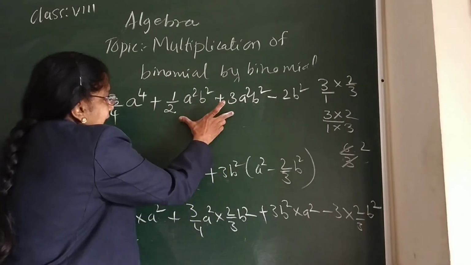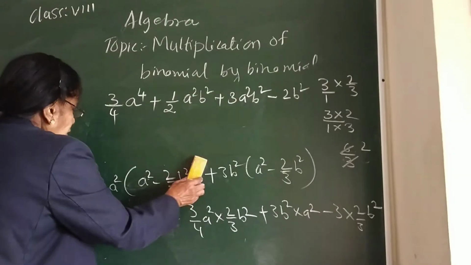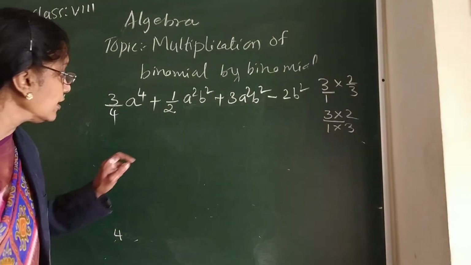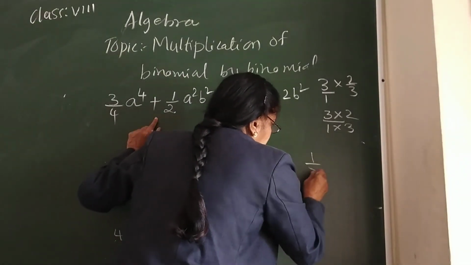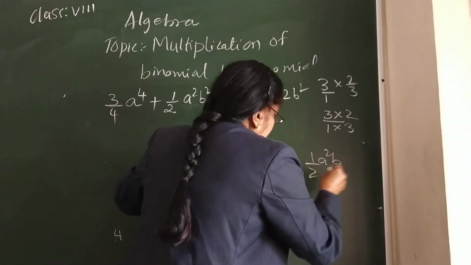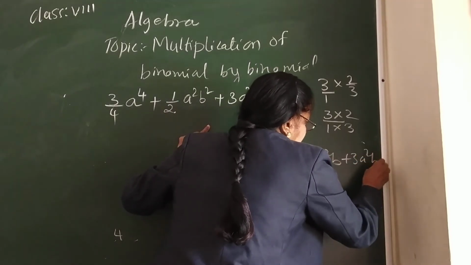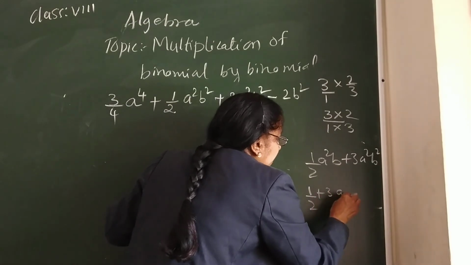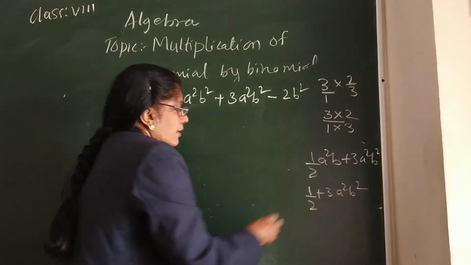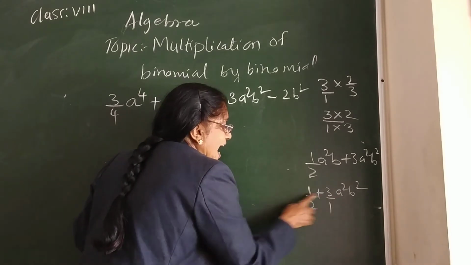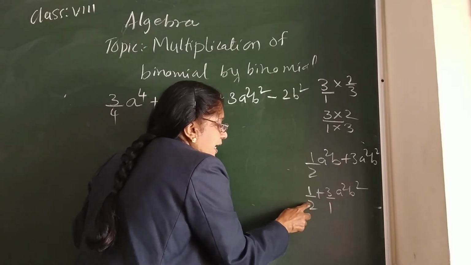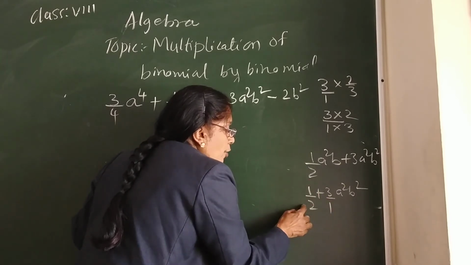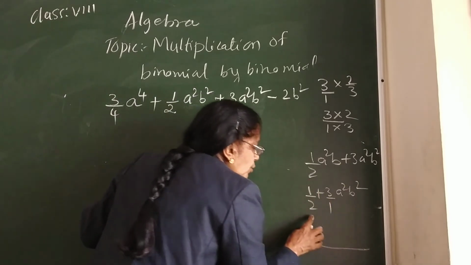Now these two are like terms. So we have to solve that and then only we get the final answer. What are like terms? Half a square b square plus 3a square b square. So it is 1 by 2 plus 3a square b square. Nothing is there, 1. You can't add it because here denominator is not there, here denominator is there. We have to make the denominator same. So what is the denominator?